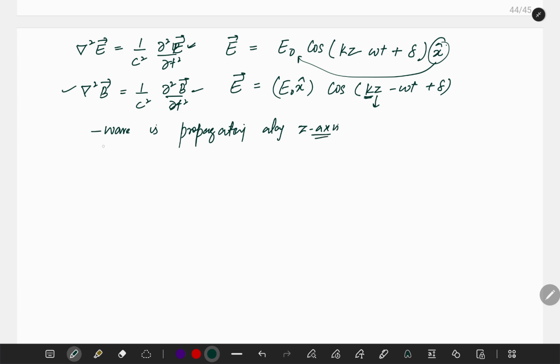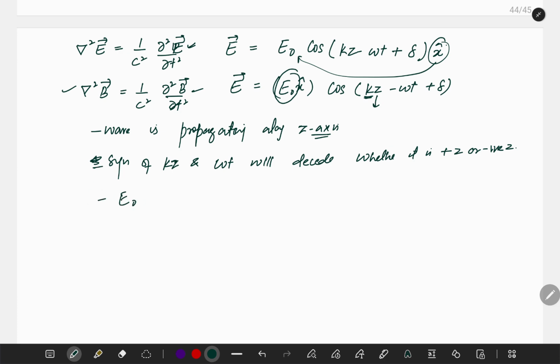Okay, now this sine of kz and omega t will decide whether it is plus z or minus z. You understand? Exactly the same way. This is the amplitude. E naught is the amplitude, the maximum.